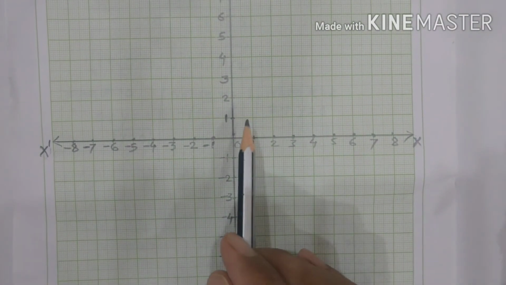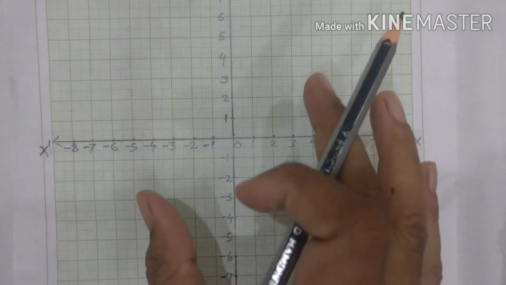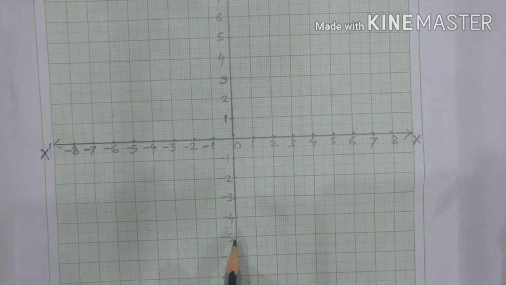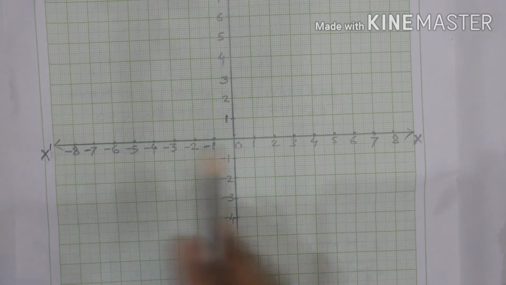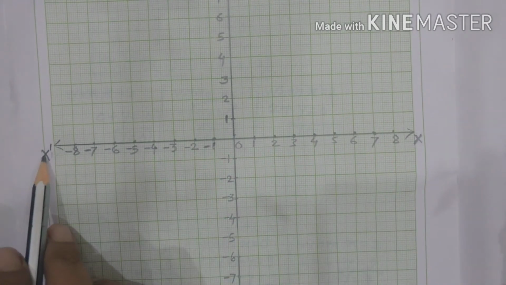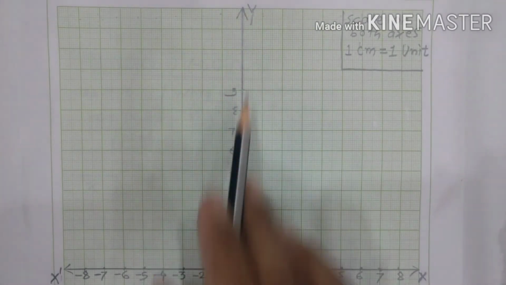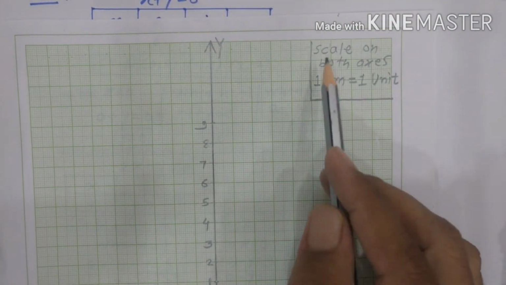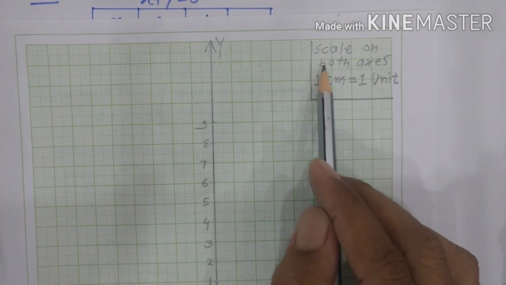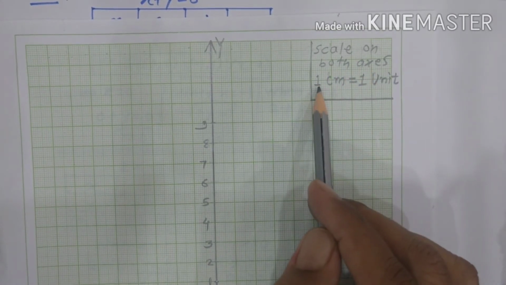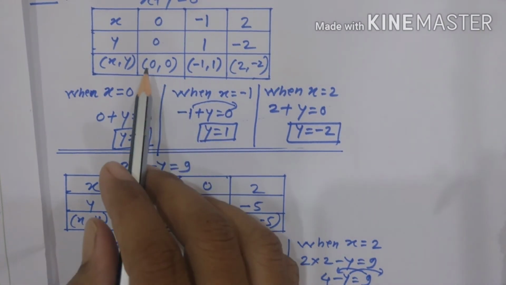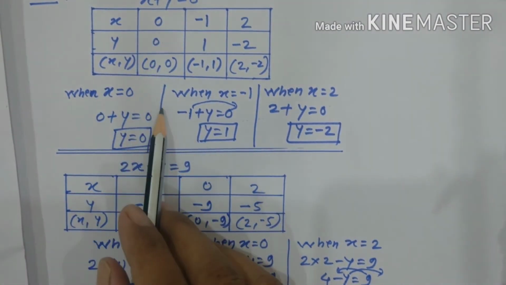Now draw the graph of both the equations on the same graph paper. Draw the x-axis and y-axis. Label the x-axis as x dash. Label the y-axis as y dash. And don't forget to write the scale on the right corner, scale on both the axes, 1 centimeter equal to 1 unit.